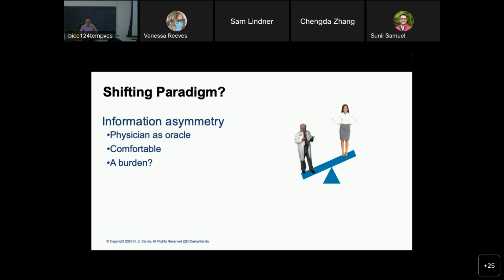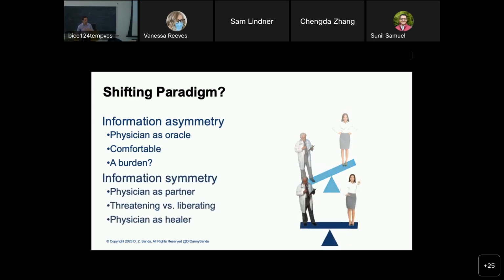And we need to rethink that. We have to rethink it because people have access to this information. We don't have a lock on knowledge anymore. So we need to move to information symmetry, where the physician and the patient are partners, and rather than feeling threatened about this, we should feel liberated by that. Because all of a sudden, we don't have to live this lie anymore. And we can go back to being healers again. I mean, we didn't go into healthcare because we wanted to be the know-it-all, at least most of us did. We really wanted to help people with our knowledge. And that's not about being a know-it-all. It's about the more human aspects of healthcare.